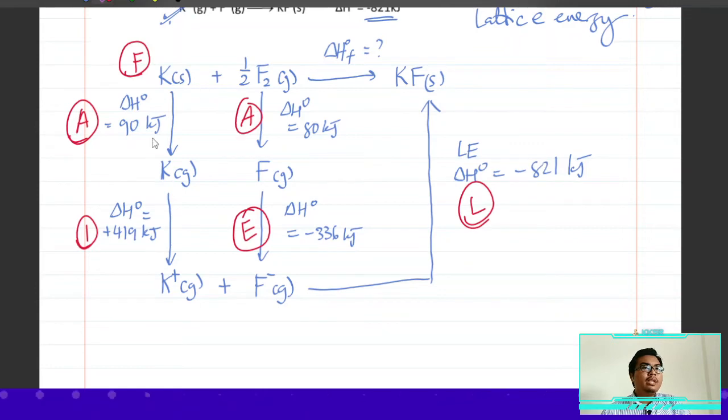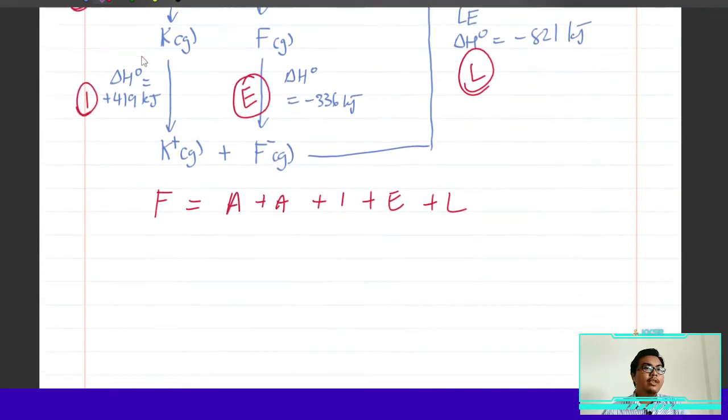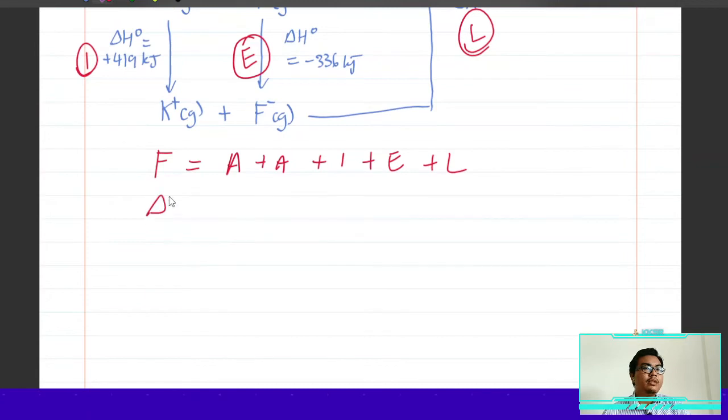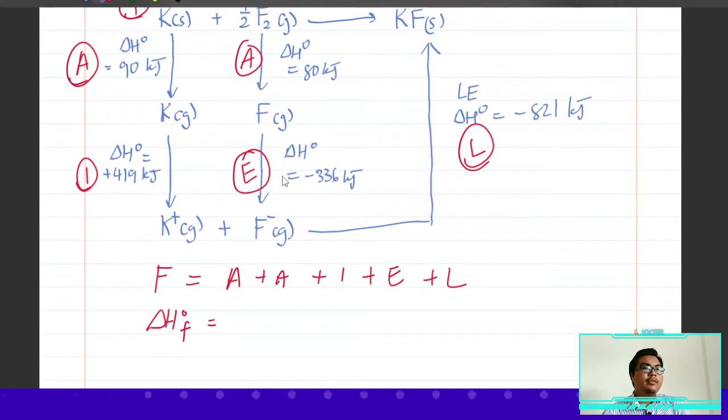Okay, so the thing here, since it is an energy cycle diagram sebenarnya, the value of formation, so F, so delta HF tu is actually equals to the sum of A tambah atomization of another plus I plus E plus L. So hasil tambah semua yang di bawah ni sama dengan the value of F lah. Okay, so our F kita is delta HF.